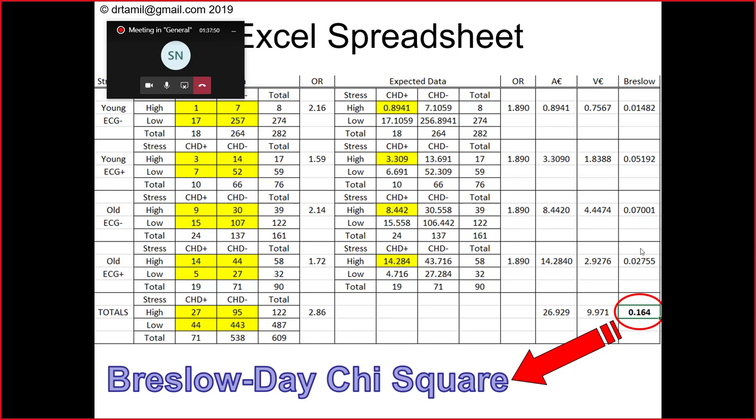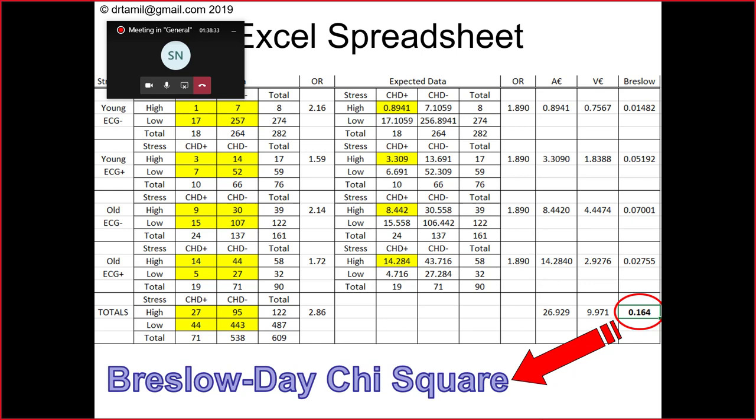The chi-square is the sum of these, and the difference is small, only 0.164. If the difference is small, therefore all the tables are homogeneous. So the original odds ratio is not much different from the standardized odds ratio, the common odds ratio. So therefore, you can say that all the odds ratios are homogeneous.